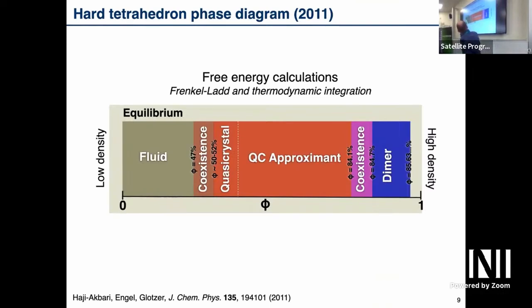We have a fluid of tetrahedra. Then there is a spontaneous first order phase transition to the quasicrystal, and then there's coexistence. When you have a first order phase transition, there's always coexistence because there's a density jump. It's the same for spheres: you have a fluid and then FCC. For spheres, the jump is between 49 and 54%, and here it's between 47 and, we don't know exactly, 51 or 52%. Then you have the quasicrystal, and there's also an approximant, but I don't have time to talk about that part. Eventually at high density there is the dimer packing, and in simulation we can never get there because the density is about 84%, so everything is jammed and there's no more dynamics.